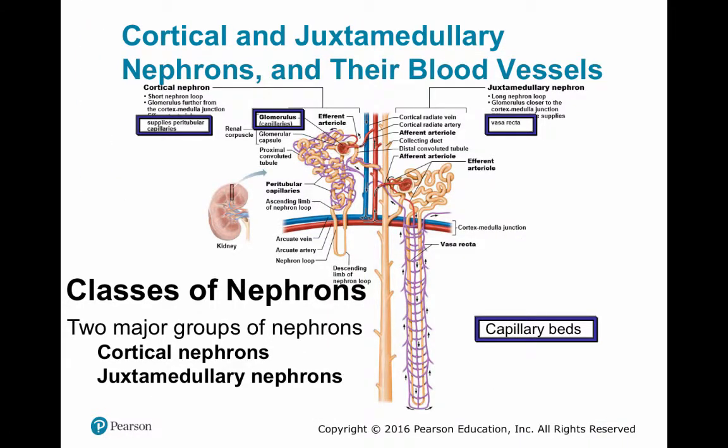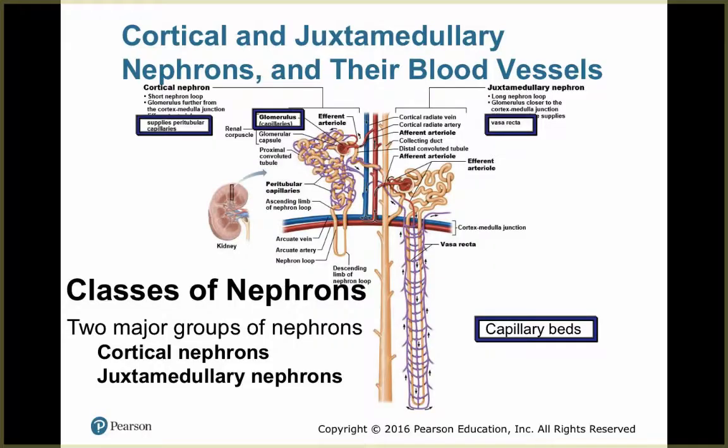Now, if we look at nephrons, there are actually two major groups of nephrons. They're what are known as the cortical nephrons, and out of all the nephrons, they make up about 85% of them. You see how they're called cortical nephrons? They're found almost entirely in the cortex. And so you can see these up here where it shows you the cortical nephrons.